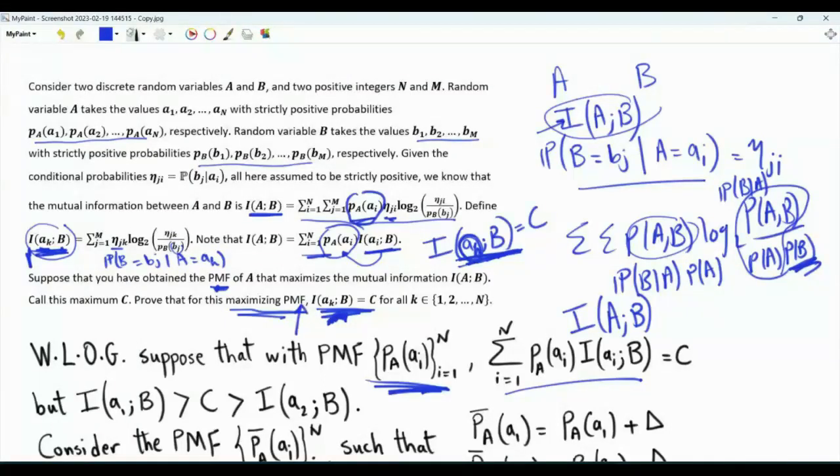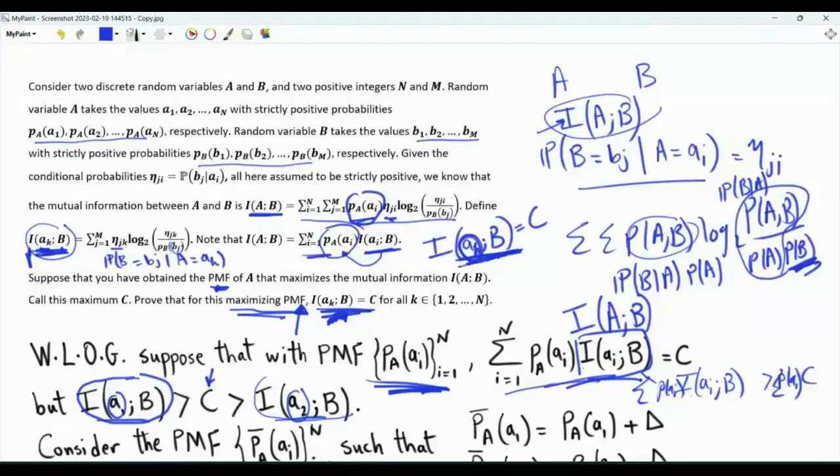But to challenge this claim, let's assume that I of small a1 and B is distinct from I of small a2 and B. Specifically, we will assume that if we use a1, we get a result that is strictly greater than C, and if we use a2, we get a result that is strictly less than C. If all those quantities were above C, then we could multiply by the probabilities and sum. Then this summation, which is equal to C, would be strictly greater than C times the sum of the probabilities, which is 1. So we get that C is greater than C, which is impossible.